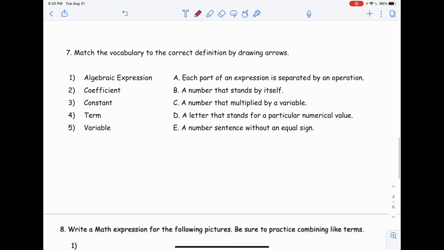Algebraic expression is a number sentence without an equal sign. Coefficient is a number that multiplies by a variable. Constant is a number that stands by itself. And term is each part of an expression, which is also separated by an operation.